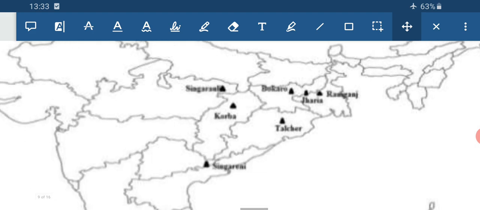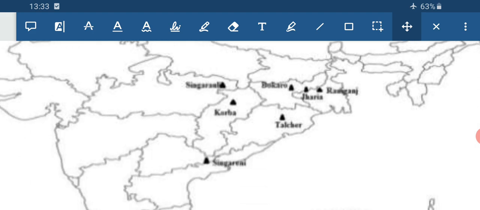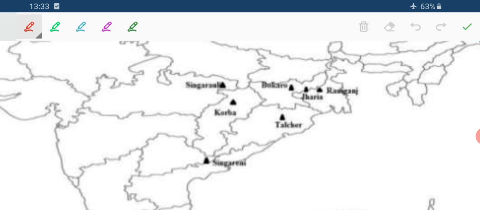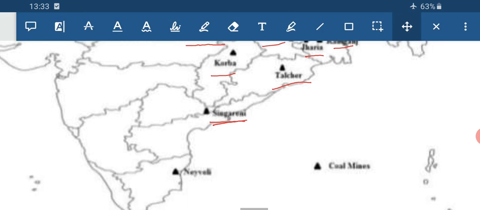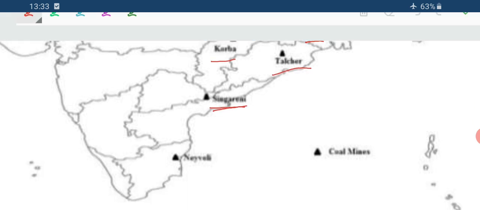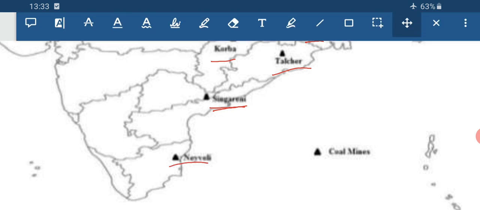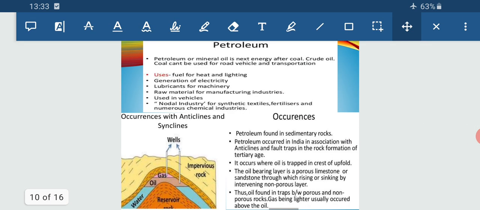You can find that these are the belts of the coal mines, that is Singrauli, Korba, then Bokaro, Jharia, Raniganj, Talcher, Singareni, and one more is there, Neyveli. These are the coal mines of our country. Now next we will move to the petroleum.